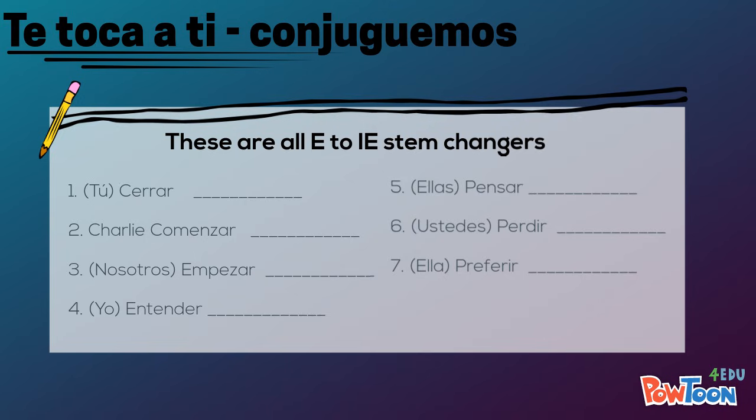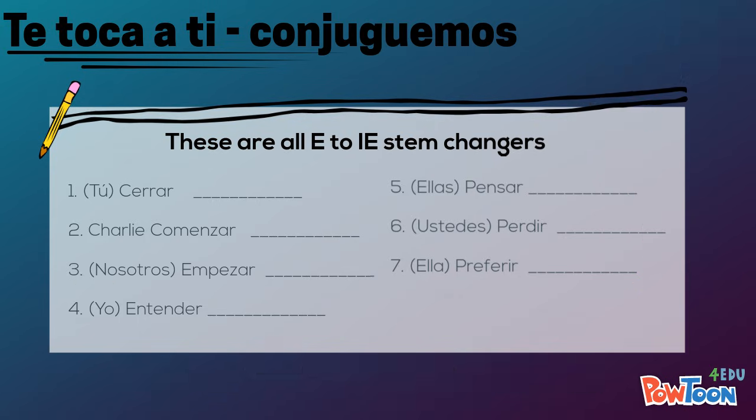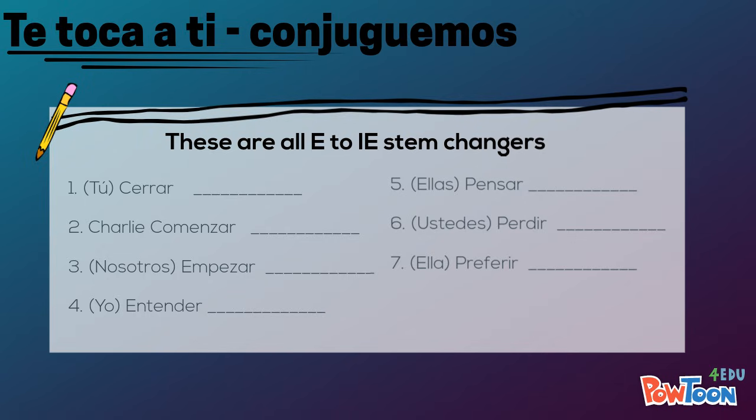Conjugate the verbs below, remembering to change the E to an IE. Also, please pause the video if you need it to give yourself time to think. Okay, let's check our answers.